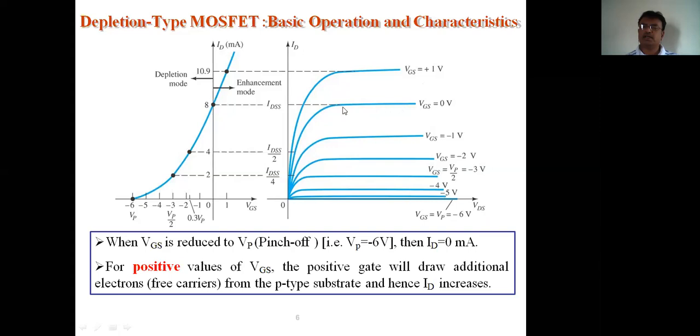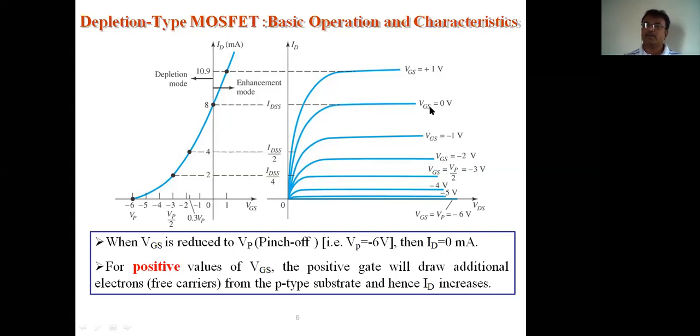When VGS is equal to 0, the maximum drain current, we call it the drain to source saturation current. If you go on increasing VDS, at a certain voltage called pinch off voltage, the current gets saturated. But current will not become 0. It gets saturated, that is IDSS.